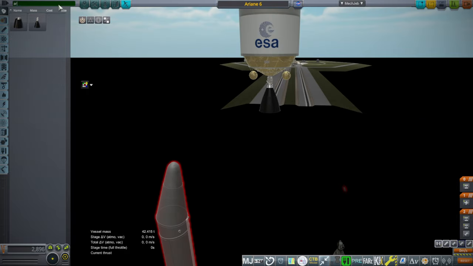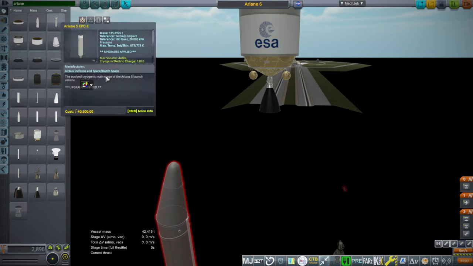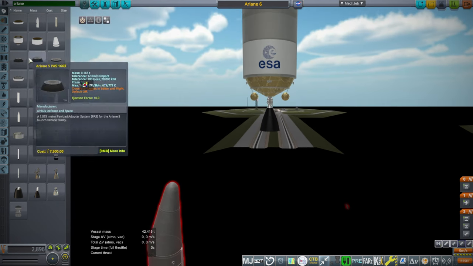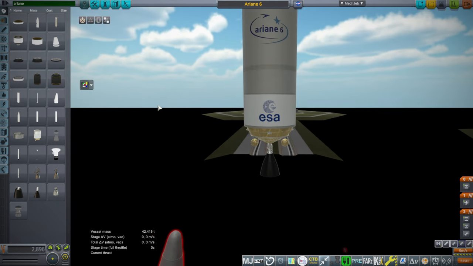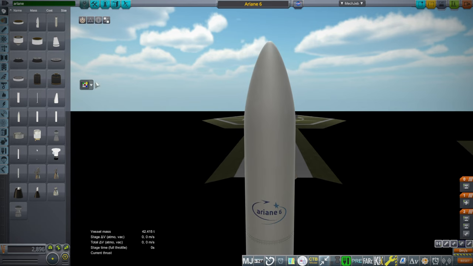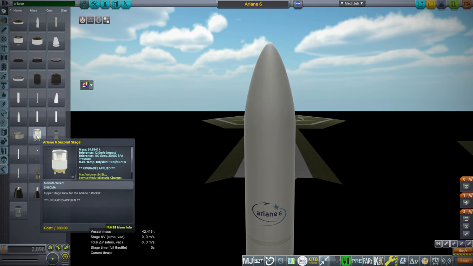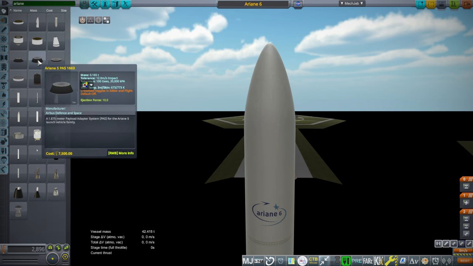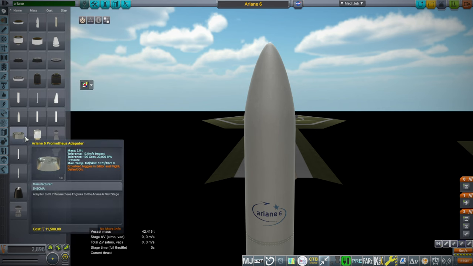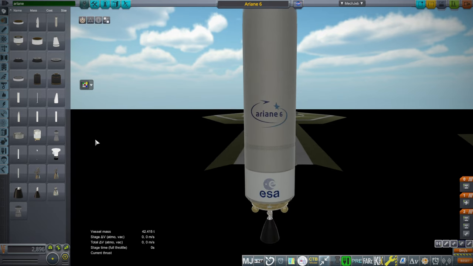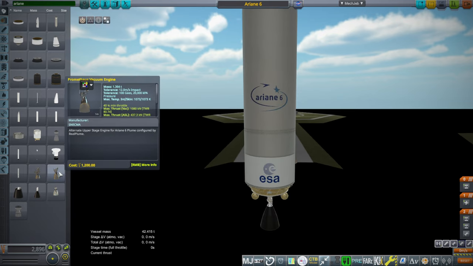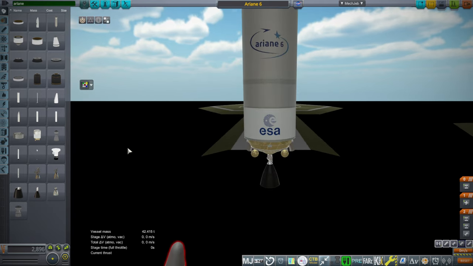So if you're trying to put it together, maybe I should do it from scratch actually. There are many payload adapters for Ariane 5, which should probably work the same way, but I thought I had a payload adapter for this Ariane 6. Oh, there's a Prometheus adapter. Maybe I'm getting confused with the adapter for Prometheus. So you can convert it to a Prometheus. It'll have the Prometheus engines and all that business.